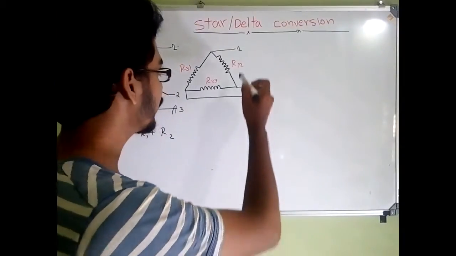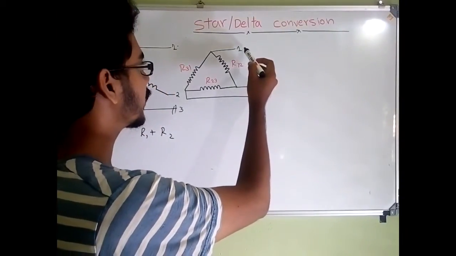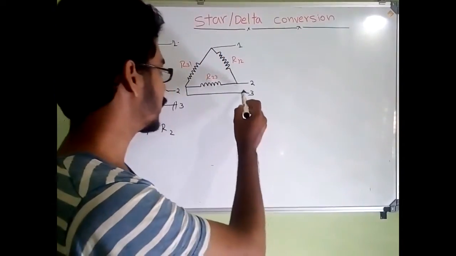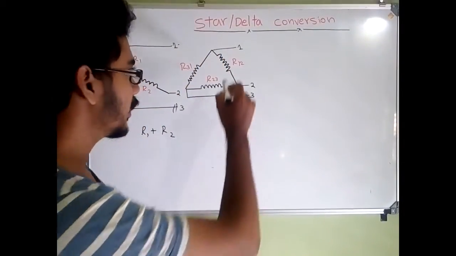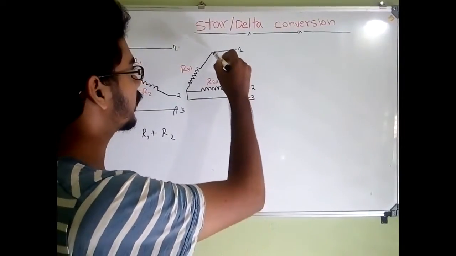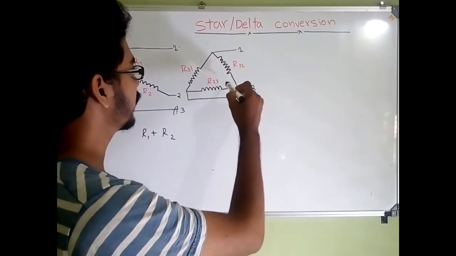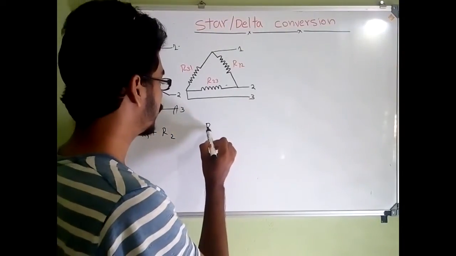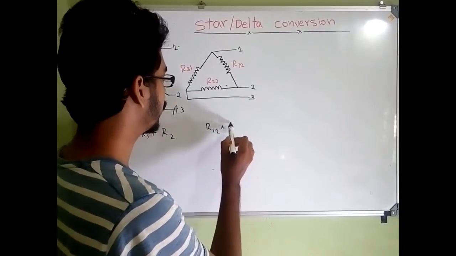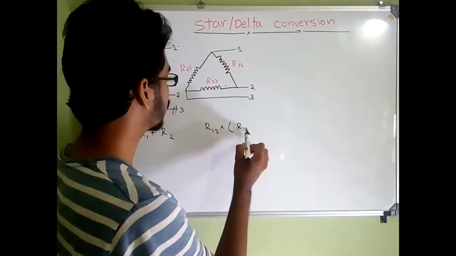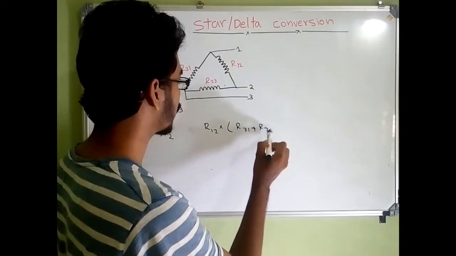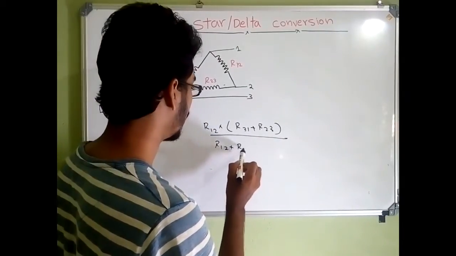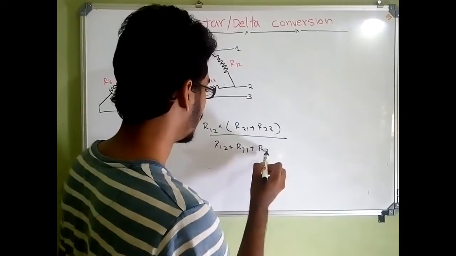So similarly, we have to find resistance between the terminals 1 and 2 in delta network by considering this third terminal as open circuited. Then here there exists two parallel paths, one is this and other one is this. Then the equivalent resistance in between 1 and 2 is nothing but R12 into R31 plus R23 divided by R12 plus R31 plus R23.